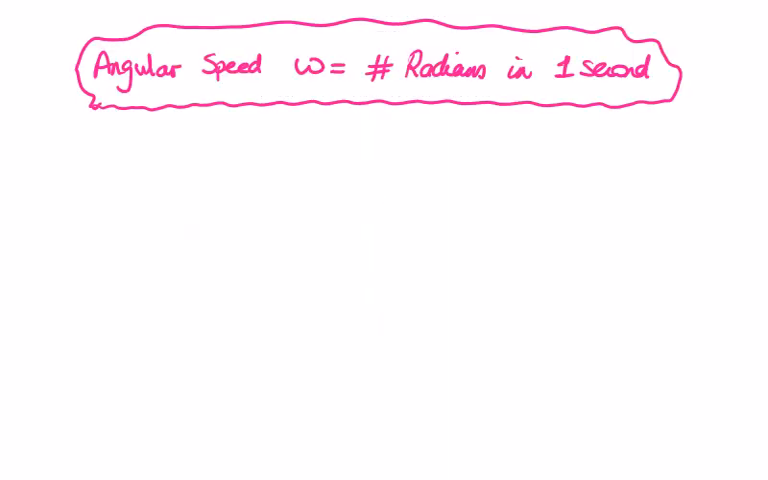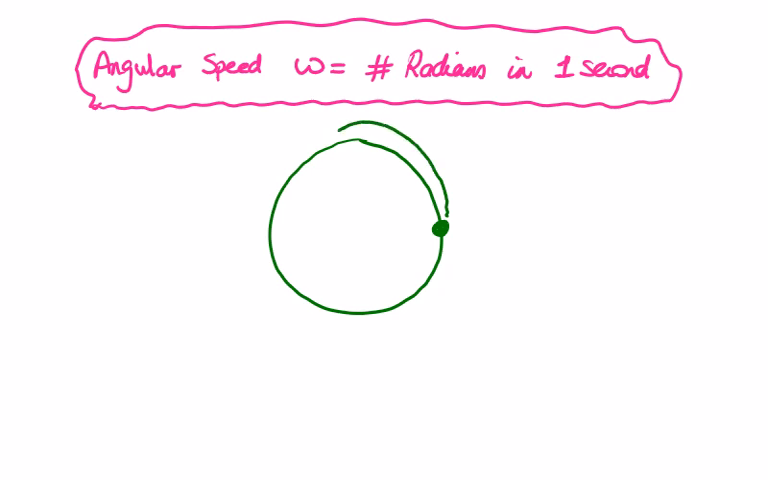So take this definition down. Angular speed, the number of radians completed in 1 second. If we imagine we have a circle and we have a speck of dust or a record player going anti-clockwise in this direction, how many radians it completes in 1 second is ω, the angular speed. So let's look at the question. First question on angular speed.